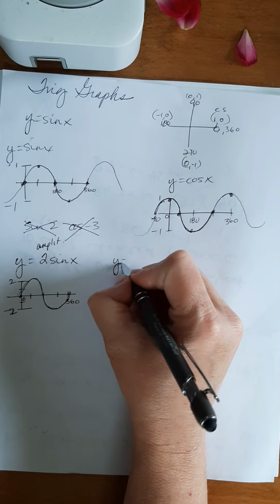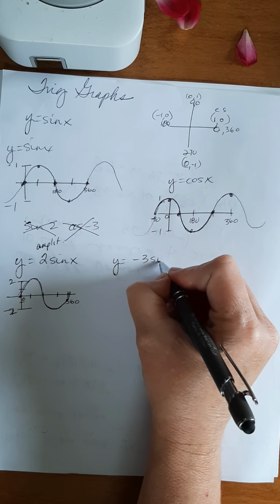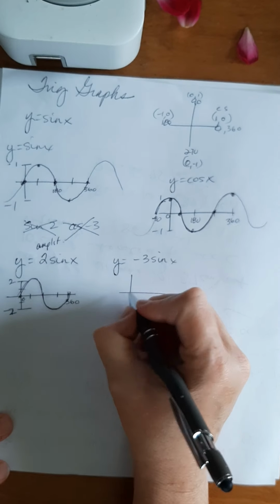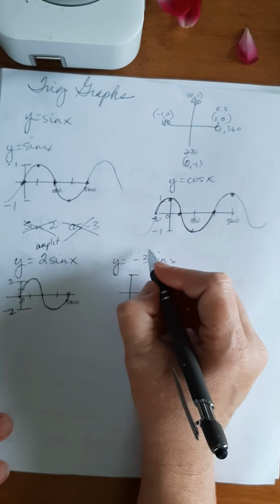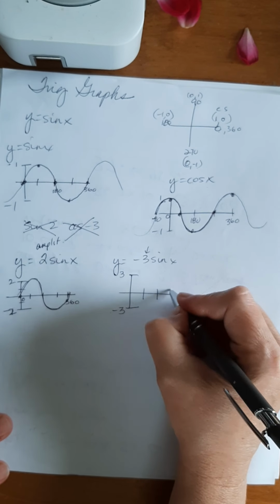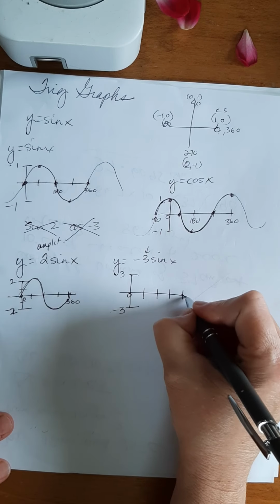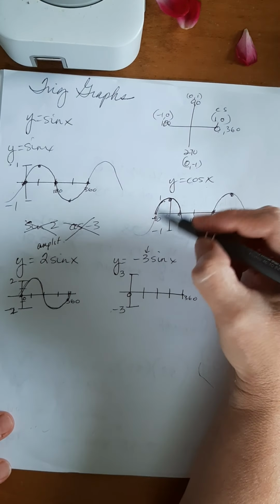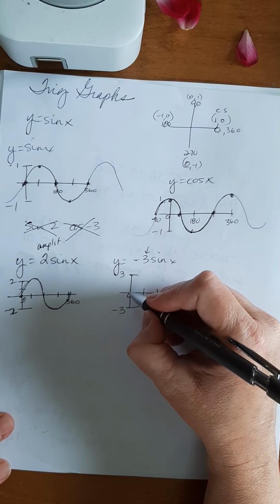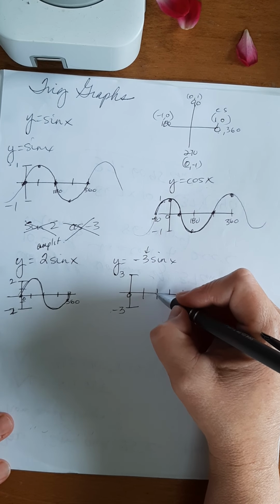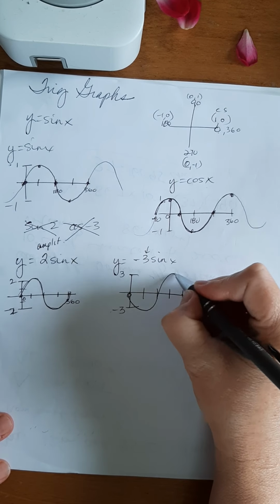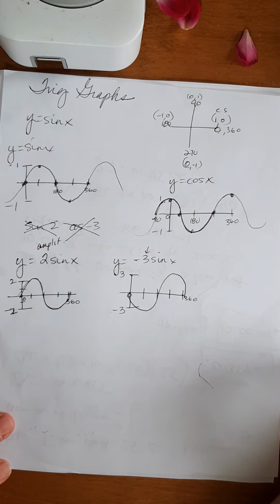Let's say if you wanted negative 3 sine of x. Same thing. You still have height of 3. And you still have 0 to 360. But since it's negative, it's just going to do the exact opposite. So instead of going up and then down, it's going to go down and then up.